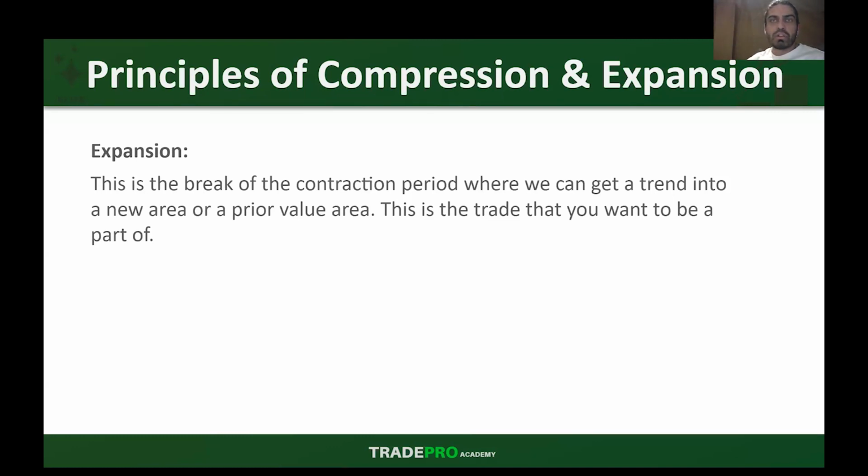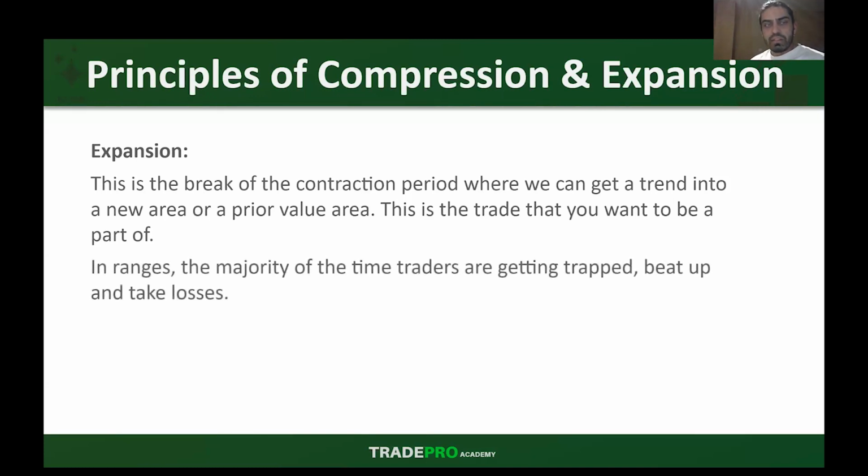Next thing you know, the expansionary move happens and you keep shorting a 40-point rally, right? And this is what I want to discern, how to break down how we know which of these is going to happen. So in ranges, the majority of the time traders are getting trapped, right? They're getting beat up, they're taking losses.